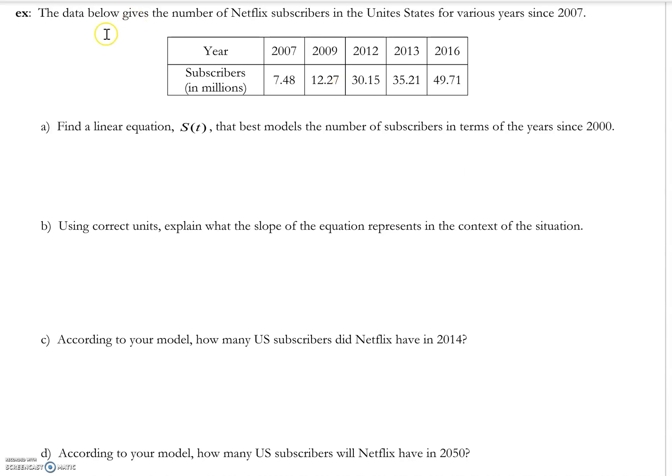So in this example, we have the number of Netflix subscribers in the United States for various years since 2007. So I know that in 2007, there were 7.48 million subscribers to Netflix, and that number just keeps growing as the years go on. My job now is to find a linear equation, S of t, that best models the number of subscribers in terms of years since 2000.